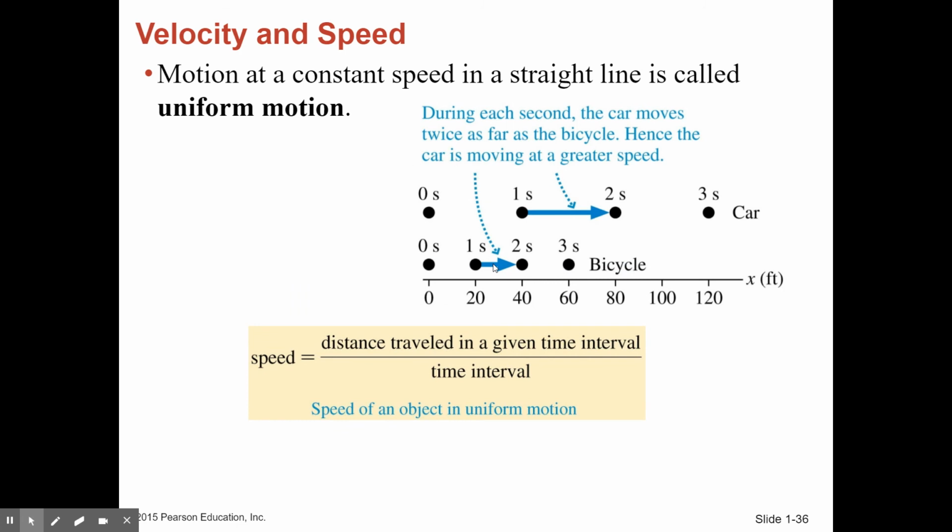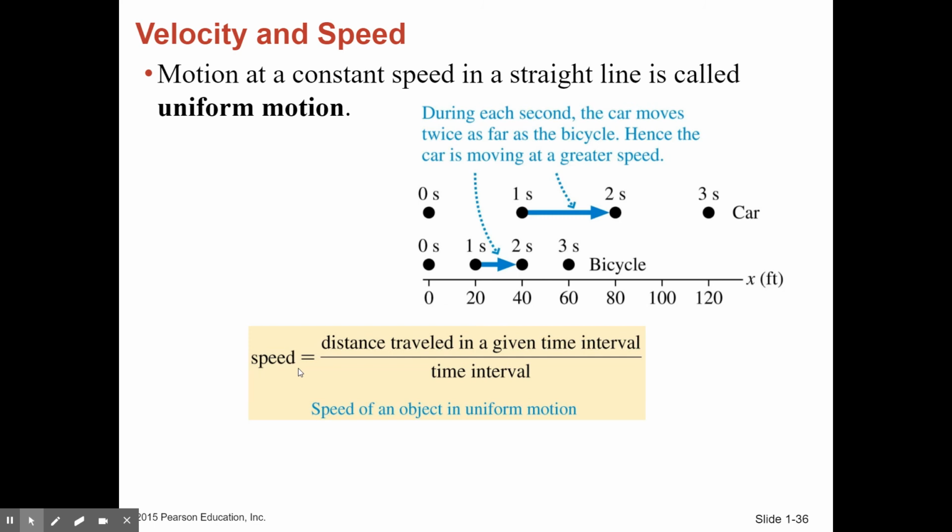Motion at a constant speed. We mentioned constant speed towards the beginning of this lecture, and I just wanted to reiterate that constant speed in a straight line is called uniform motion. Again, that means you're covering the same distance in the same amount of time. And we have an equation here for speed. Speed is distance traveled divided by time. Speed is the total distance you traveled divided by time.